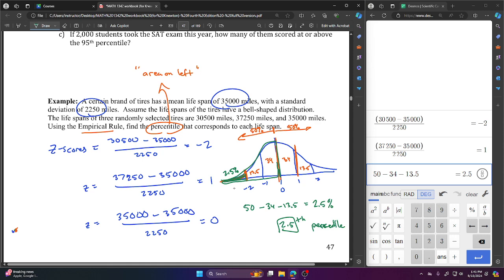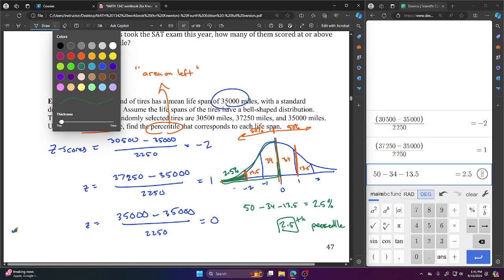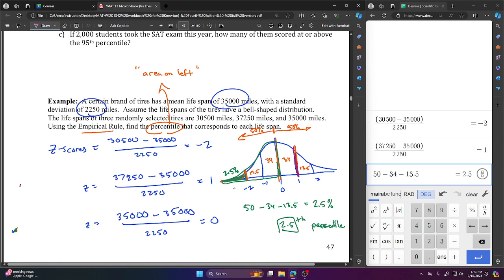But that's what you need to put in the box. Cool? That was easy. Let's do it all over again for the 1. Let's do this guy. Okay, so for 1, I'm way over here, and I want the area on the left. That means all of this bell curve over here, all of this. How do I find that?